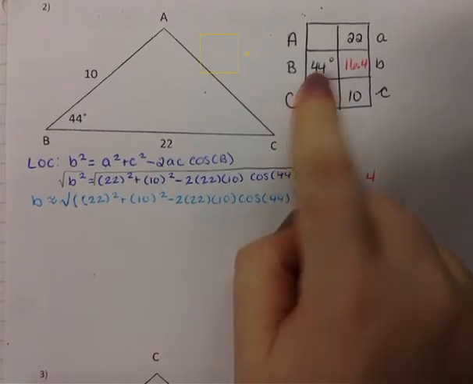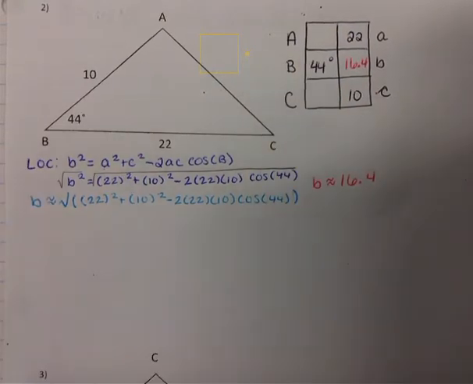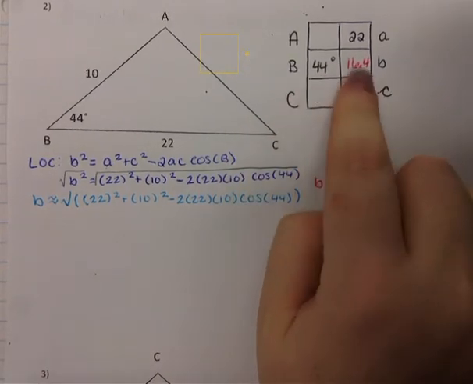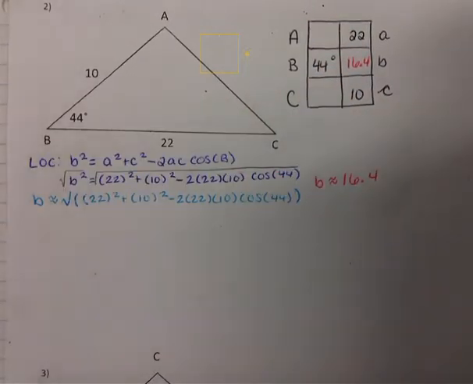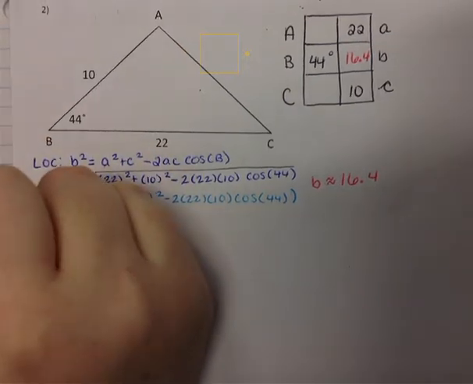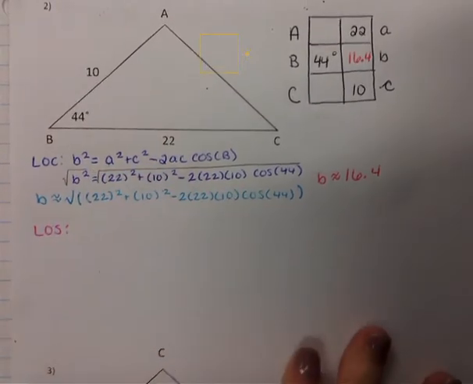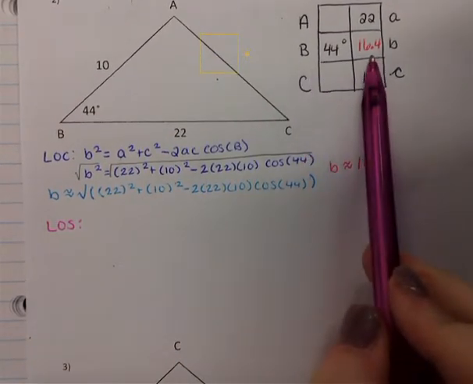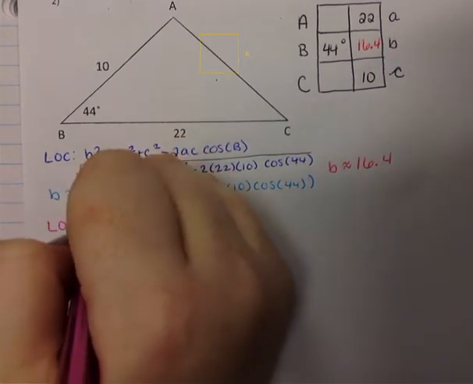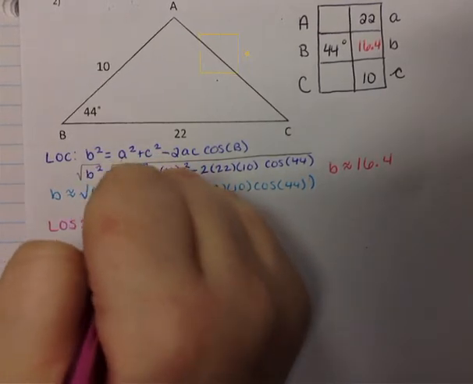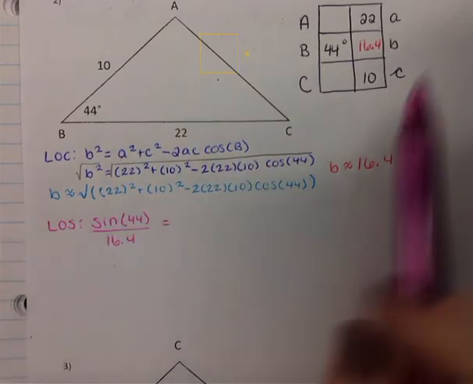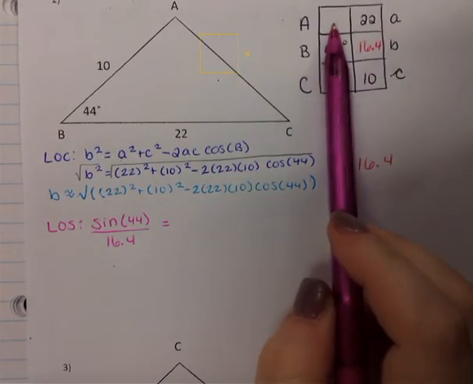So now that we have a side and its opposite angle, we can go into law of sines. So to go into law of sines, we would use sine of big B over little b. So then we can find the angles A or C. I have to use the information that I have, the angle and its opposite side. So I have sine of 44 over 16 and 4/10 equals. Now I'm going to go ahead and solve for angle A just because it's on top.